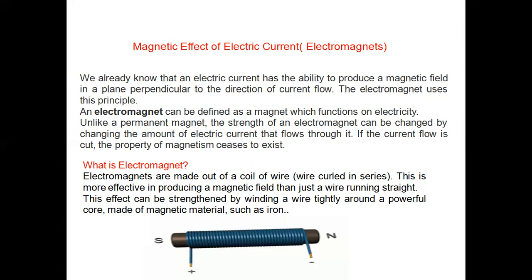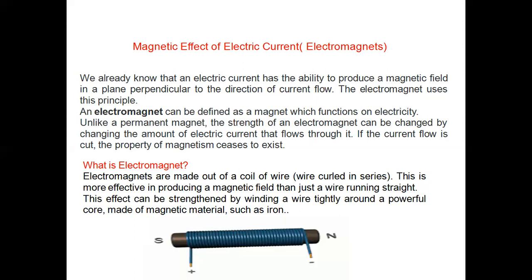Now, the permanent magnet we have already studied. A permanent magnet has the magnetic effect all the time. Certain magnetic lines of force are always there surrounding it, and magnetic influence is there around that bar magnet or permanent magnet. But an electromagnet is one which works only in the presence of electricity.